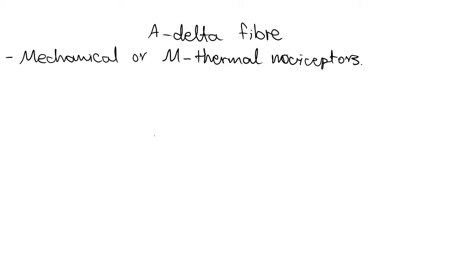Furthermore, M thermal refers to temperature. So if there is a particular change in temperature, for example, seen with burns on the external surface of the skin, or when you eat something very warm or hot, then A delta fibers will be responsible for the transmission of that pain, or simply if something is hot but not painful, the transmission of that sensation from the site where it is occurring to the brain.